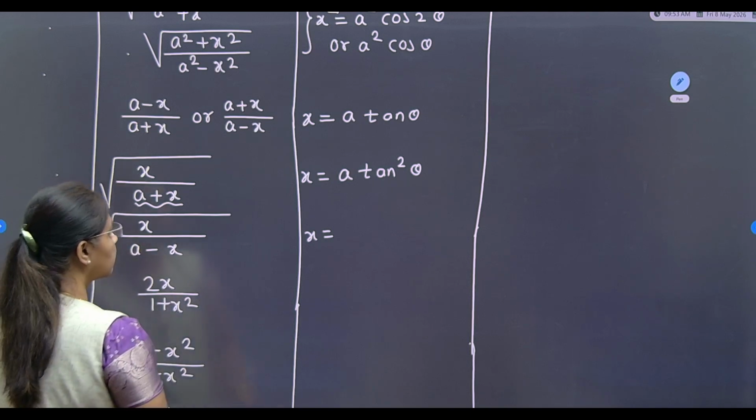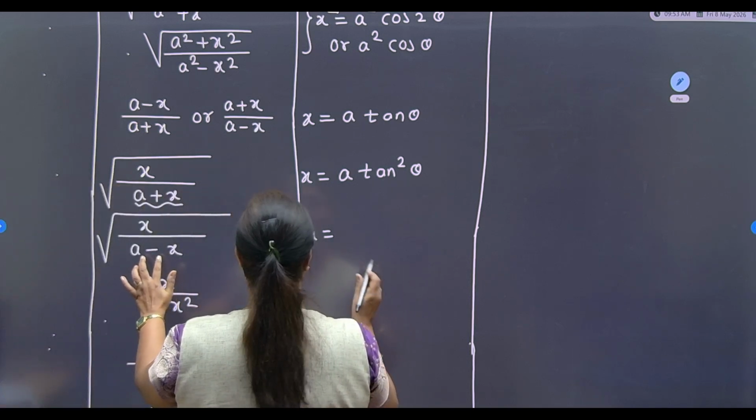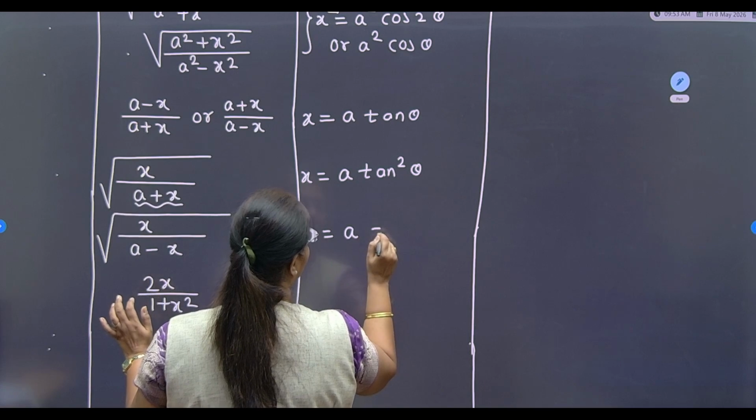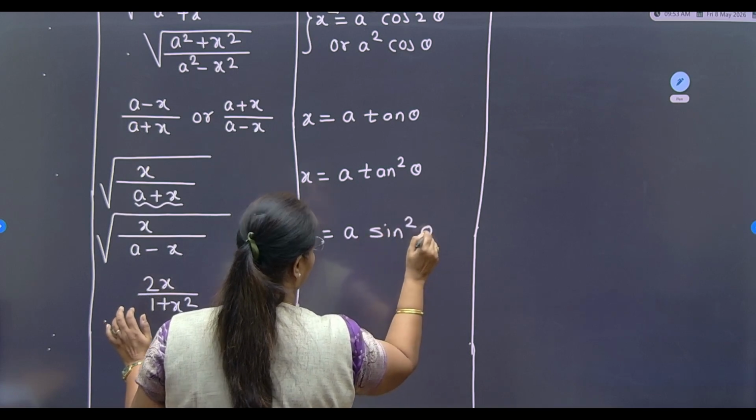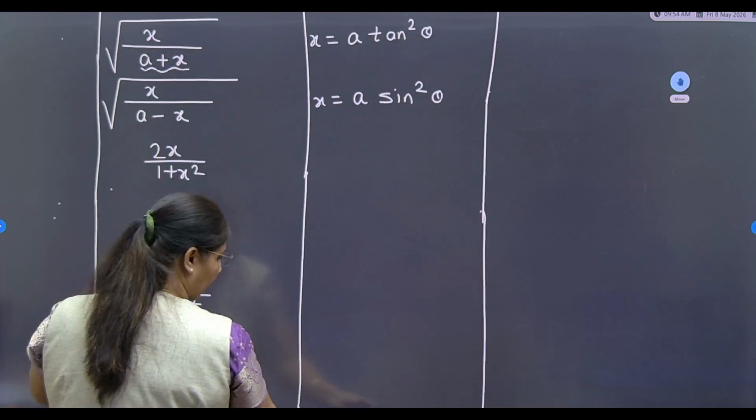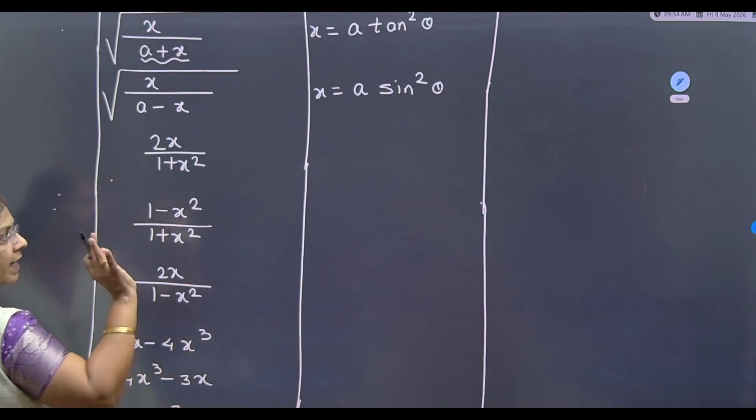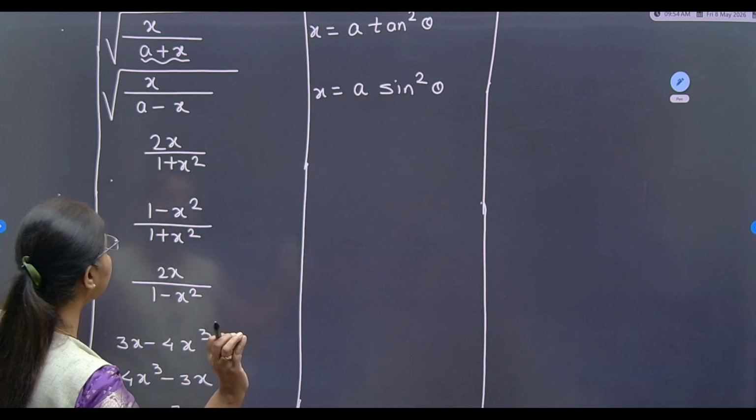Okay, therefore here substitution a minus x. Yes, x is equal to a sin square theta. Okay, sin square theta. Then next part, using identity. Okay, most important point, identity.